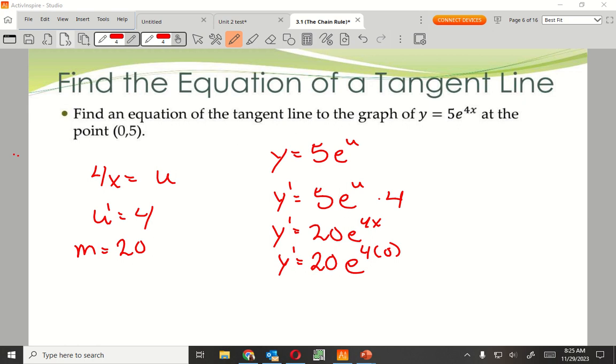So, is this making sense? Okay, so let's go ahead and throw it all in there now. So I'm going to have y minus 5 is equal to 20 times the quantity x minus 0.